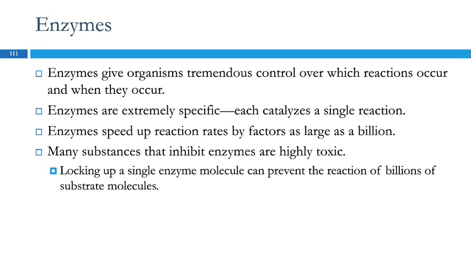There are substances that inhibit enzymes, keep them from working. If you lock up one enzyme molecule, that could possibly prevent the reaction of billions of substrate molecules. So if you're trying to kill a certain insect, say, if you can find something that's going to inhibit an important enzyme in that insect and not in the other living things around it, then you can kill just the insect that you're trying to kill and not hurt everybody else. Of course, sometimes we find out later that it does hurt everybody else.